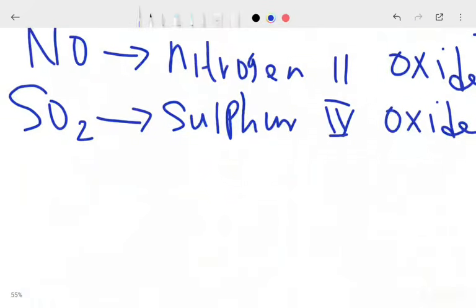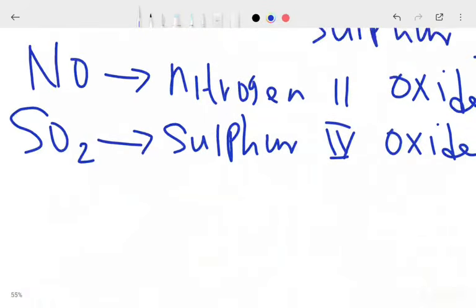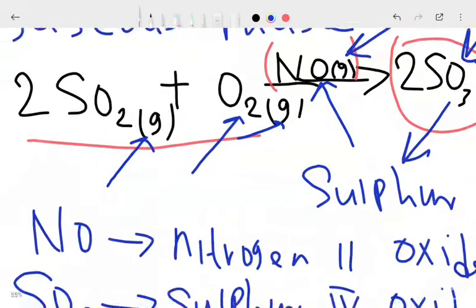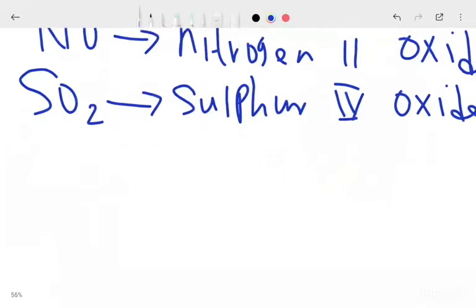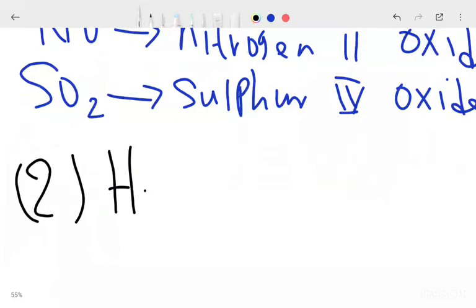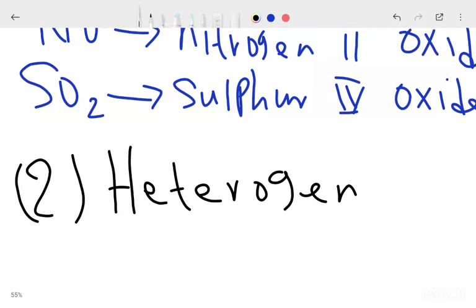So don't forget, okay. So I believe you can identify a homogeneous reaction or homogeneous catalysis. Now number two is heterogeneous. How can you identify a heterogeneous reaction? Heterogeneous.